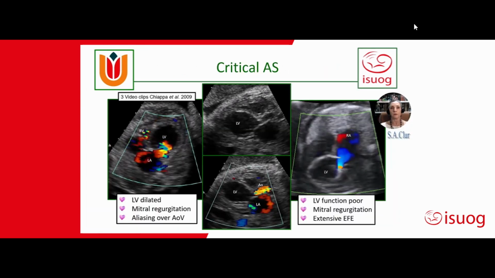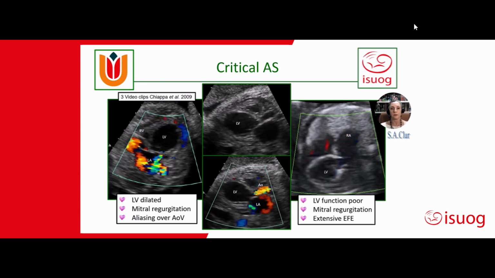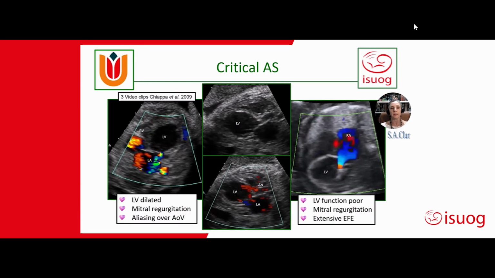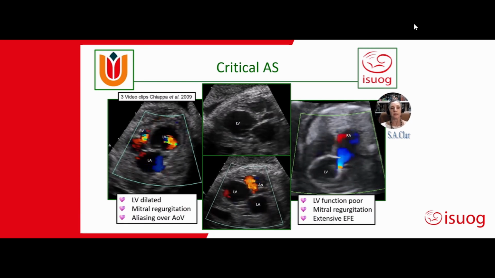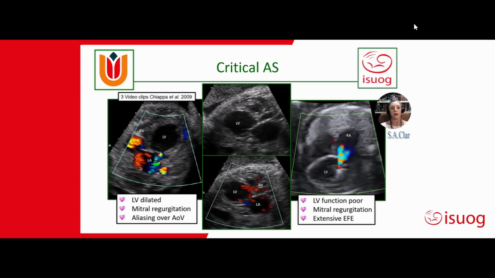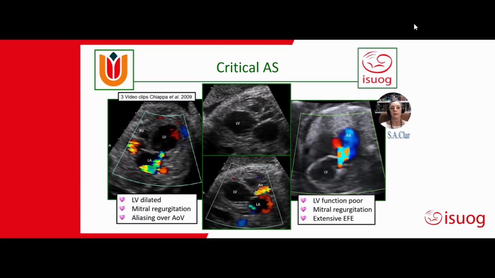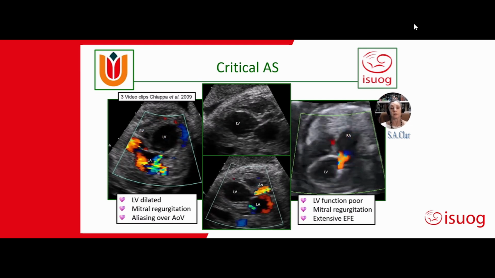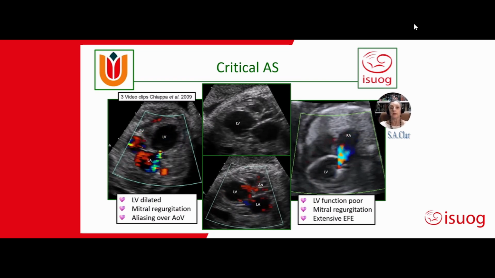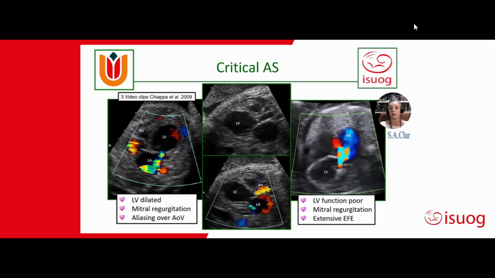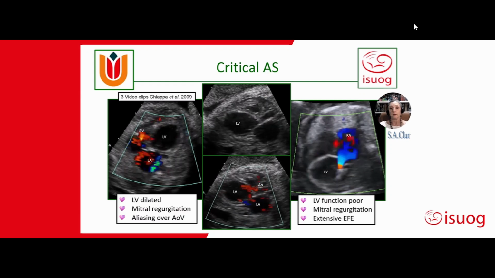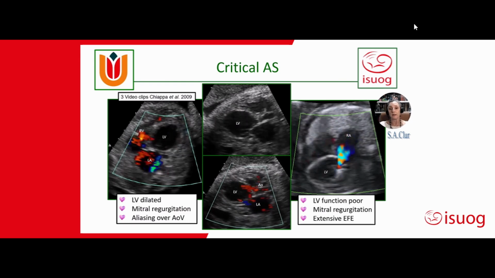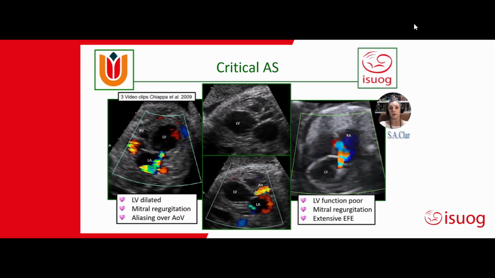We come now to critical aortic stenosis. All 4 videos show critical aortic stenosis. On the left side, we can see a little bit of pericardial effusion. We see a dilated left ventricle and mitral regurgitation. In the middle images, we can see below that there is aliasing across the aortic valve. And in the video on the right, we can see very poor left ventricular function. We see very white ventricular wall of endocardial fibroelastosis and significant mitral regurgitation.